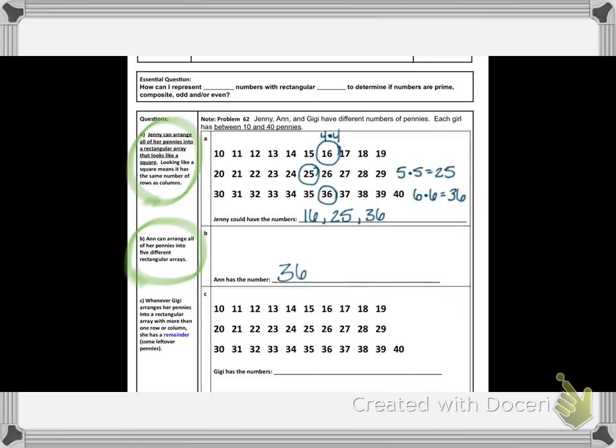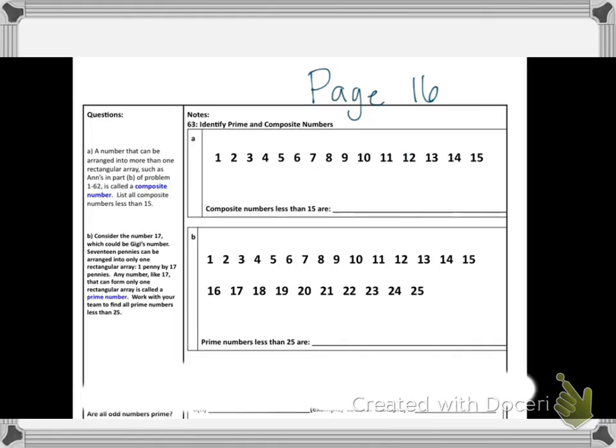Let's take a look at Gigi's rules. It says whenever Gigi arranges her pennies into a rectangular array with more than one row or column, she has a remainder. So that means we are looking for numbers that can only make one rectangle. It cannot make a second rectangular array.